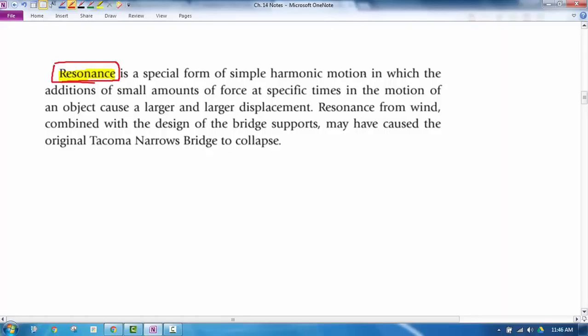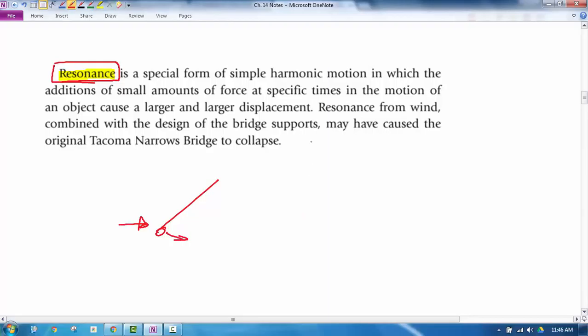Okay, it's a special form of simple harmonic motion that adds small amounts of force at specific times that cause larger and larger displacement. So a great example of this would be if you're pushing someone on a swing. You're only going to push when they're going to start to move forward. So you're going to apply a forward force at specific intervals. And what that does is that increases the actual amplitude of the motion in this case.